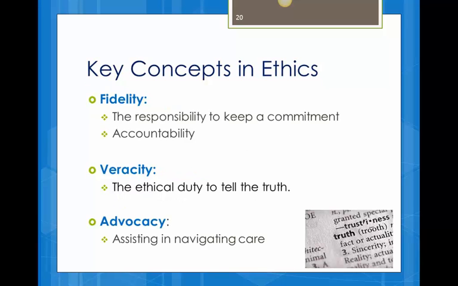The next concept is fidelity, and that's really the responsibility to keep a commitment. So it's really our obligation to stay faithful to agreements and responsibilities as accepted as part of the nursing profession. So as soon as you accept your nursing report, you've now accepted the responsibility to care for that patient or that team of patients. Now, that means that we need to be accountable for our practice, stay current on our practice, and ensure that we're providing the most evidence-based practice care for the team of patients that we have.